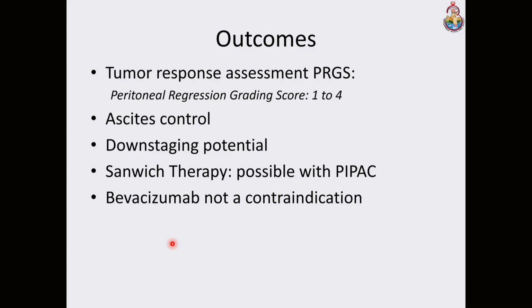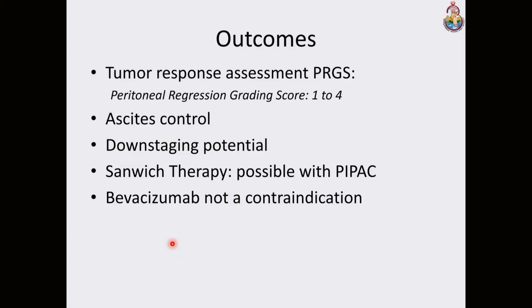So what actually are the outcomes? We are hoping to achieve a peritoneal regression. There is a separate peritoneal regression grading that has been advised, and I'll go through it in a while. There is good control of ascites. It has a downstaging potential. The best thing about it is that it's a short procedure with minimal morbidity, and it can be sandwiched with systemic chemotherapy in the same sitting.